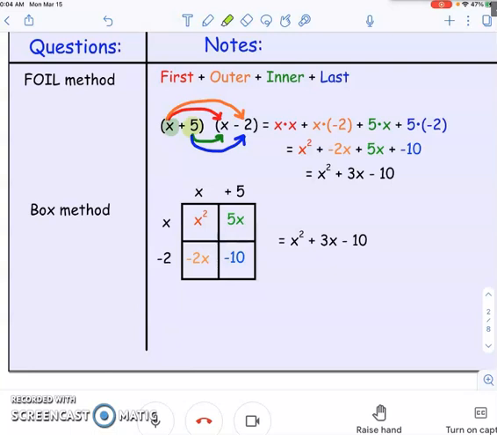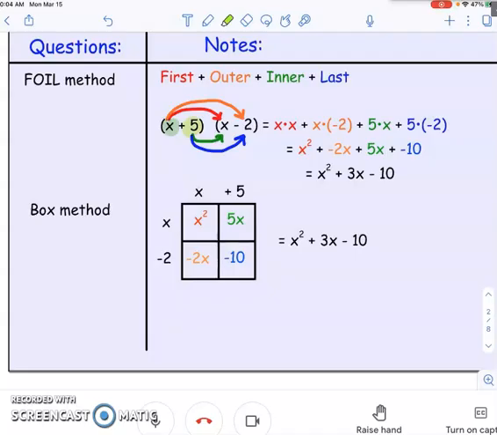You have the first product, the first one in each, times the outer, which would be the first thing you see and the last thing you see, and then plus the inner product, the 5 and the X are on the inside, and then the last product, the last one in each of your binomials. So really it's every combination of those terms. And when you FOIL or when you distribute, you're multiplying.